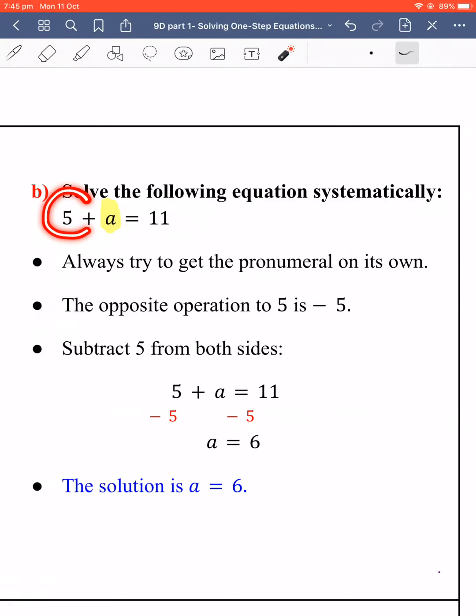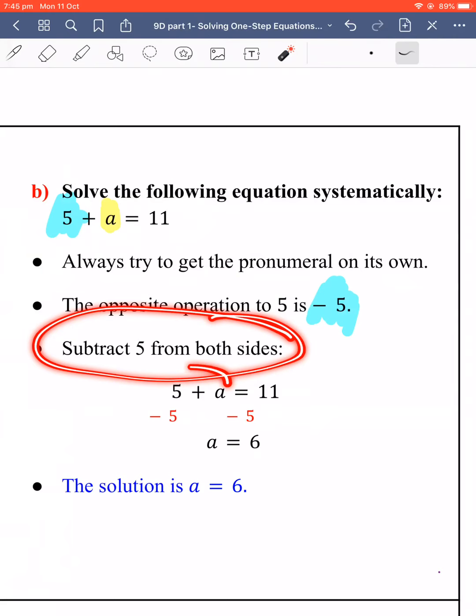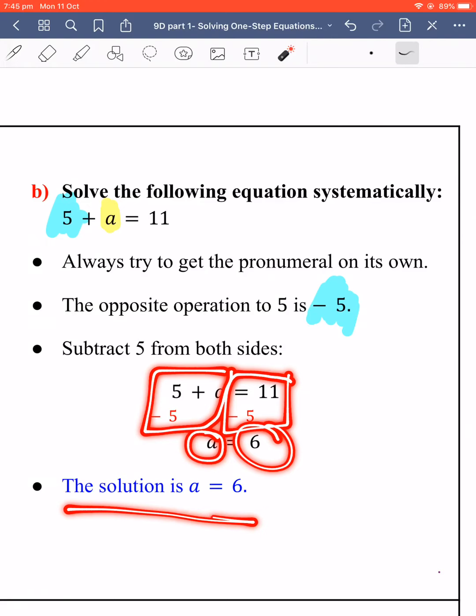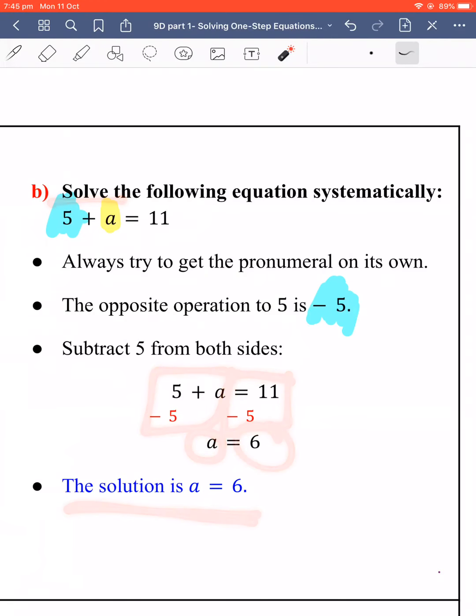So first thing we've got here, we've got plus 5 here. So the opposite operation of our plus 5 would actually be minus 5. So I'm just going to highlight that so you can see that. So we've got our plus 5, and we want to do our reverse operation of minus 5. And remember, what I do to one side, I do the other, so I have to do it to both. So you can see here, 5 minus 5 plus A equals A, and 11 minus 5 equals 6. So the solution for this, because it's asked us to solve, the solution we write is A equals 6.